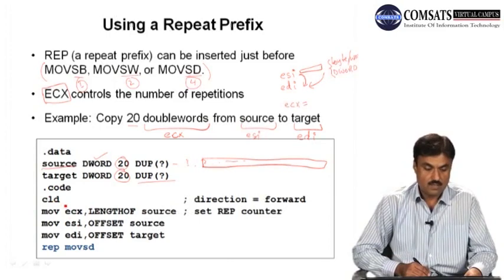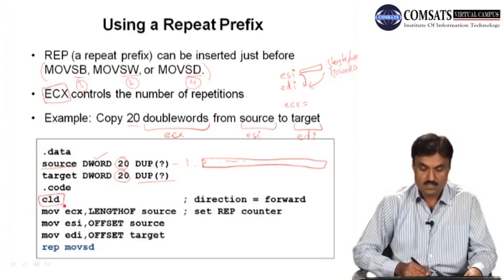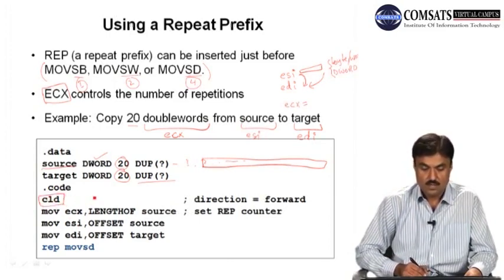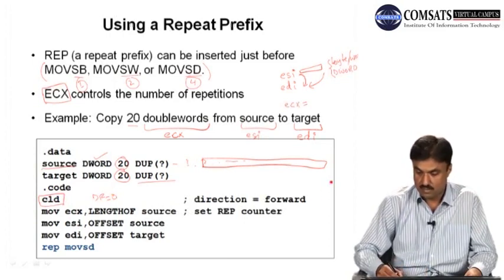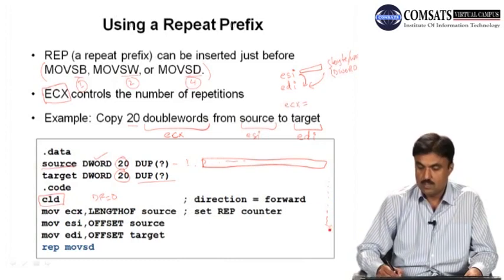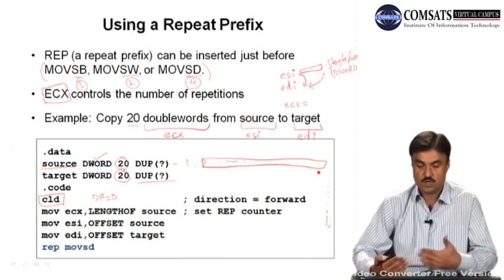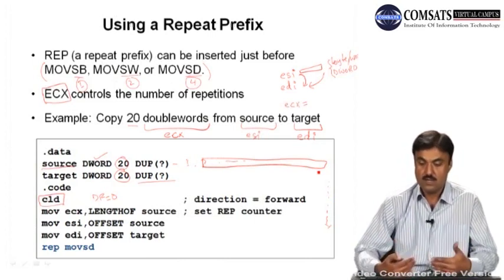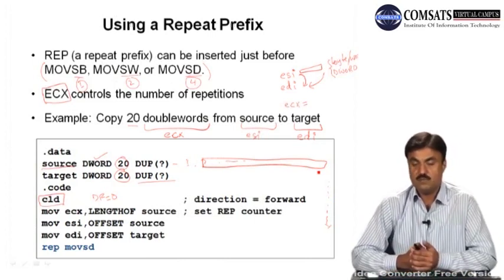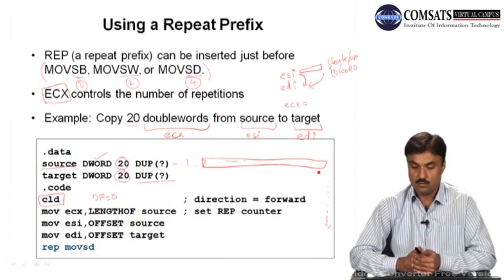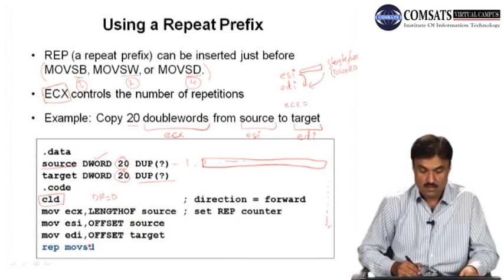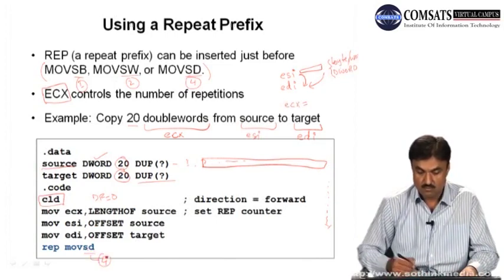What we are doing is clearing the direction flag. So now DF is equal to 0. It means we are moving in the forward direction. So ESI and EDI will be incremented automatically in the forward direction. The increment will be either 1 byte, 2 bytes, or 4 bytes, depending on what we are using. In case of MOVSD, it will be 4 bytes of movement.